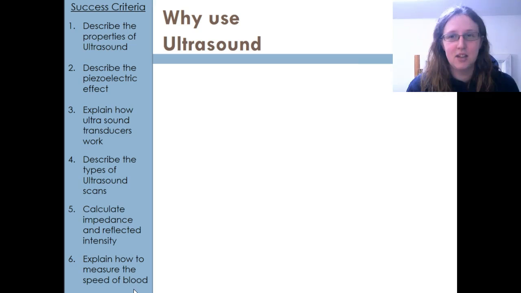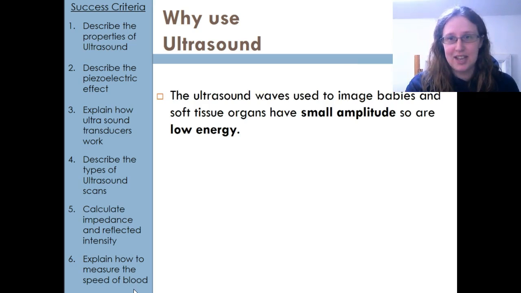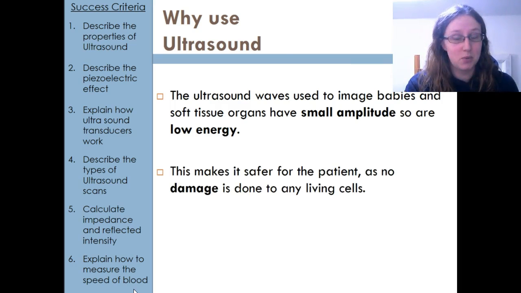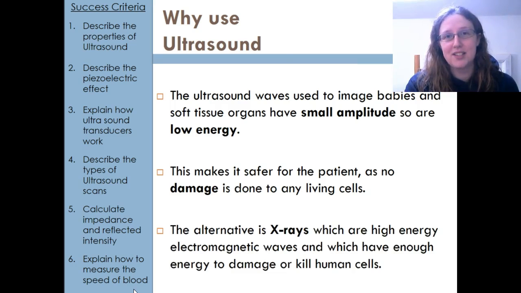So why is it that we're using ultrasound? Basically, and particularly we use this for looking at babies, it's because the ultrasound can have very small amplitudes, so that means that the waves are very low energy, which makes it safe because it's not going to damage the living cells, which obviously if we're looking at babies we very much don't want to do. In a lot of cases the alternative would be using X-rays, and those would be high energy, and that can damage cells.